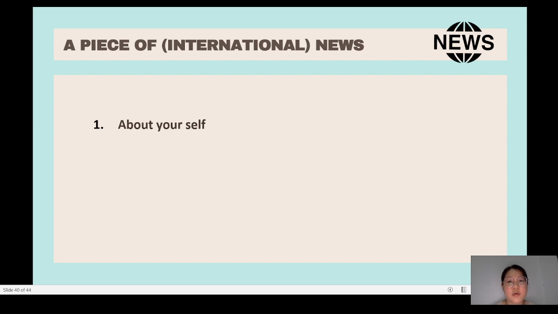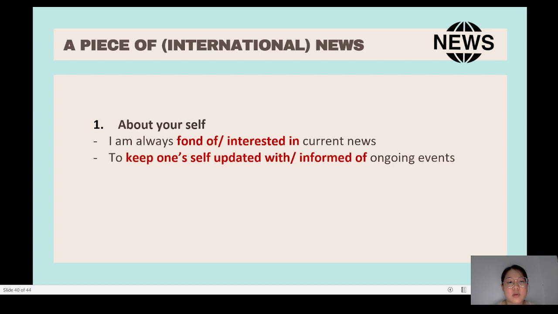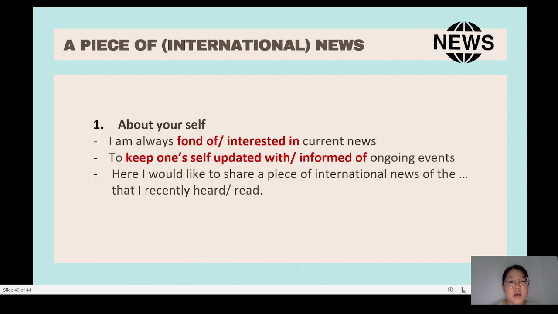Here is my example for this question. For the first question, I will talk something about myself, such as I'm always keen on or interested in current news to keep myself updated with or informed of ongoing events. Here, I would like to share a piece of international news that I recently read or heard. You can see I have paraphrased the words here. Keen on and interested in have the same meaning as the word like, enjoy.